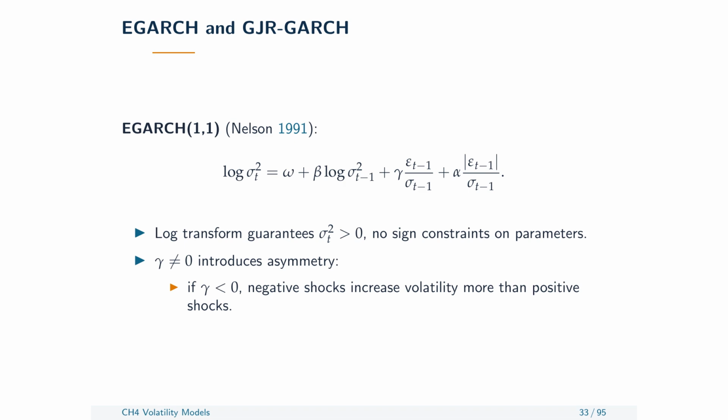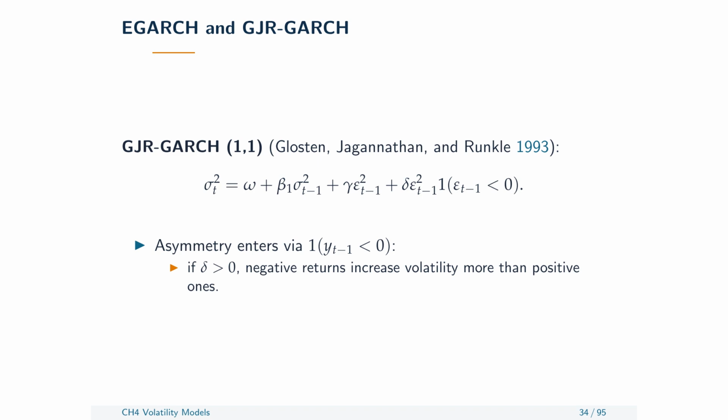Exponential GARCH, or EGARCH, models the logarithm of conditional variance. The log variance depends on its own lag, the signed standardized shock, and the magnitude of that standardized shock. Taking the logarithm guarantees a positive variance without imposing non-negative coefficients on every term. The signed component creates asymmetry. When its coefficient is negative under the usual convention, a negative standardized shock raises log variance more than a positive shock of the same size.